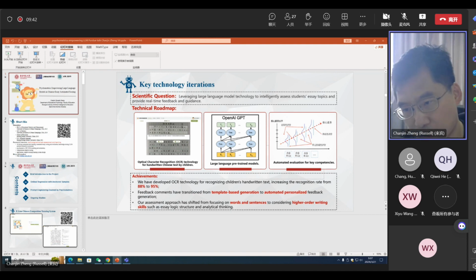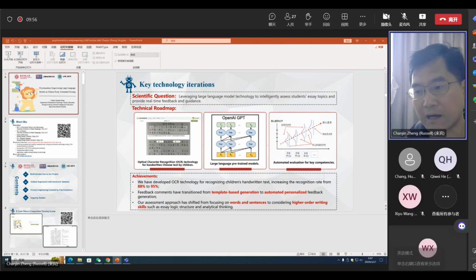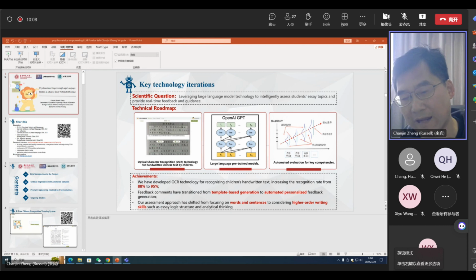It does not contribute much to the scoring, but for the feedback comments generation, we really take good advantage of ChatGPT, which came about 1 or 2 years after our product started. And we also have to address the issues from various stakeholders here. For example, on the educational side, people always ask, we do not only care about the words and sentences. Please give us scores for higher order writing skills like logic and analytical thinking.